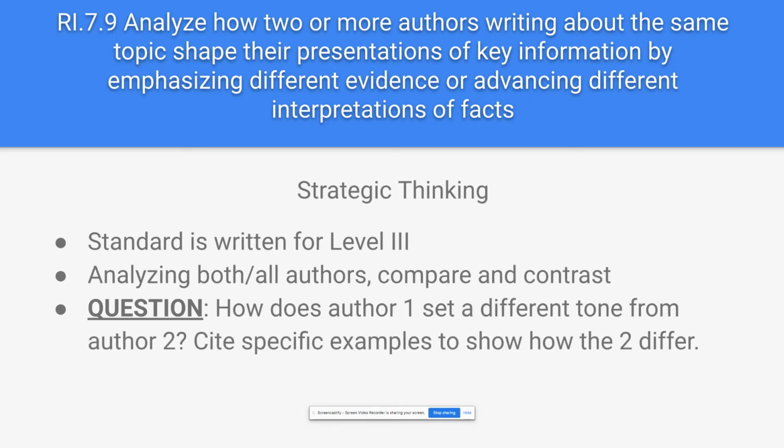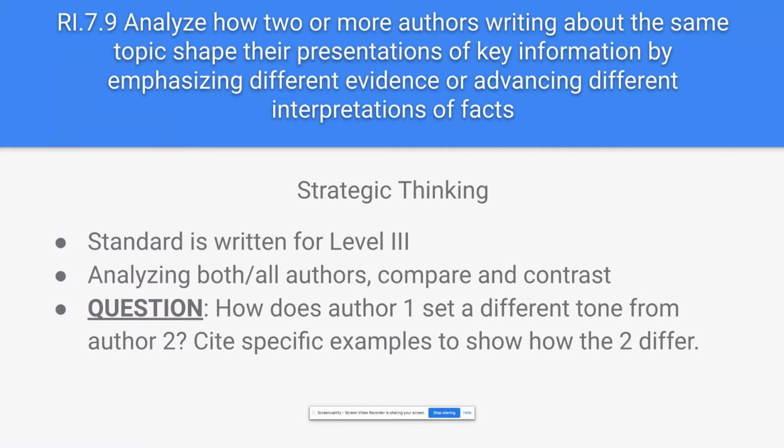Now, at level 3, in my opinion, and I know that teachers will sometimes argue with me on this, this is a level 3 question. This standard is written to be presented at a level 3. So if you're doing something for your teacher, she would want you to make sure that this standard is hit at a level 3.